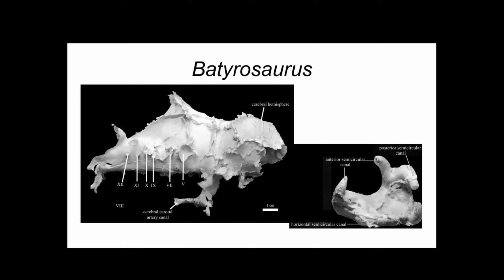This is the endocast of Batyrosaurus. This is an animal who's between the iguanodons and the hadrosaurs or duck-billed dinosaurs. It is coming from Kazakhstan, early Cretaceous. And again, you see a more straight endocast, a large cerebral hemisphere. You don't see it so much on this picture, but there are valleculae, and this is to this point the oldest occurrence of valleculae in this group of dinosaurs.